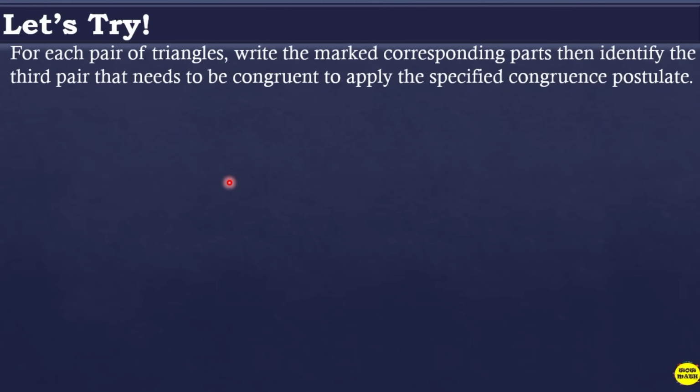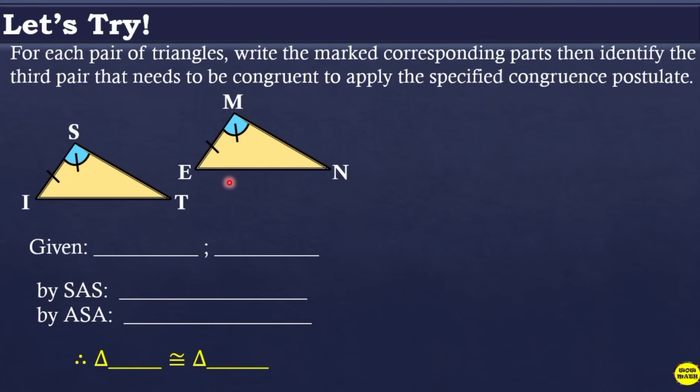So for each pair of triangles, write the marked corresponding parts, then identify the third pair that needs to be congruent to apply the specified congruence postulate. Okay. So, meron po tayo ditong dalawang figures, dalawang triangles. Now, from these 2 triangles, identify muna natin ano yung given. So, meron tayong dalawang given. Now, dun sa dalawang given, ibigay natin yung isa pang corresponding parts para maging SAS sila at ASA.